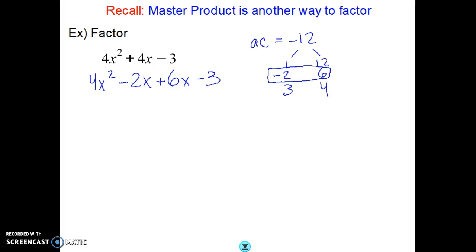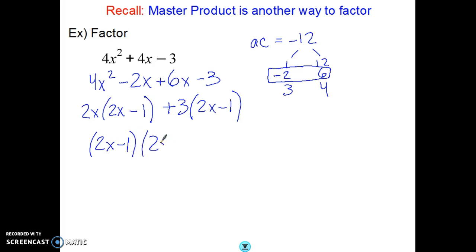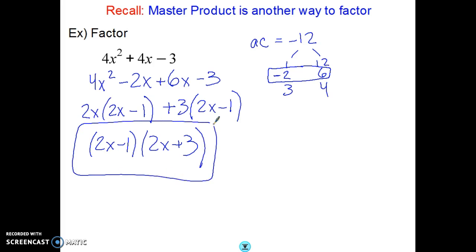From here we just factor by grouping at this point, so we can take a 2x at the beginning, leaving us behind with 2x minus 1. And we can take a 3 out of the second part, a +3, which leaves us behind with 2x minus 1 as well. Remember, your parentheses always have to match here. We can now factor out the 2x minus 1, leaving us 2x plus 3 as the other factor. And now we are done factoring this.